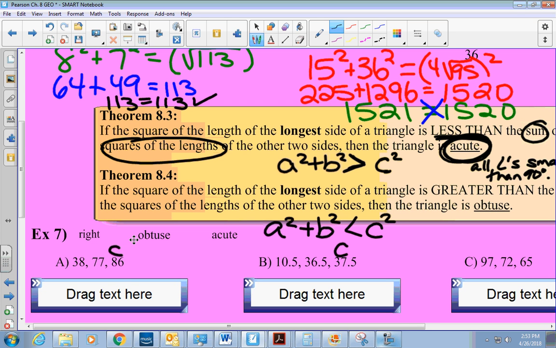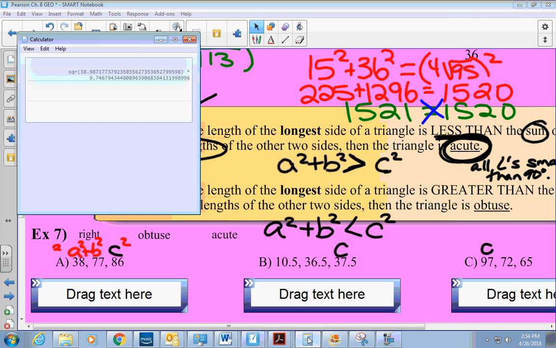Sometimes the string of numbers is not going to be ordered littlest to biggest. Like in C, the biggest number between 97, 72, and 65 is 97. It comes first. So we're going to do a little test. We're going to go 38 squared plus 77 squared and see how it compares to 86 squared. So let's do that together on our calculators.